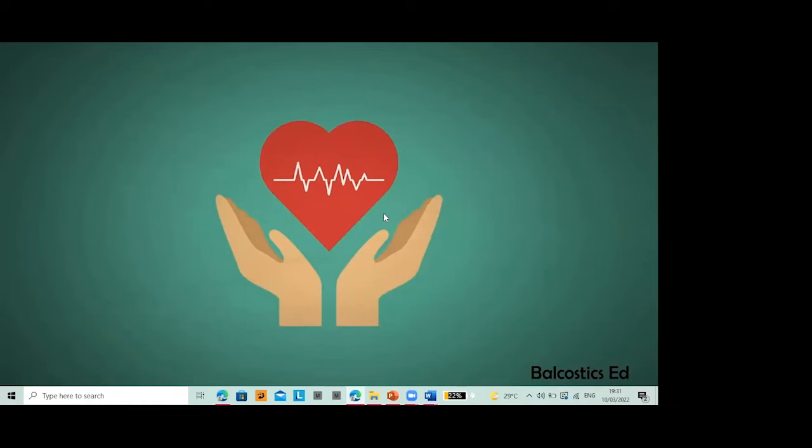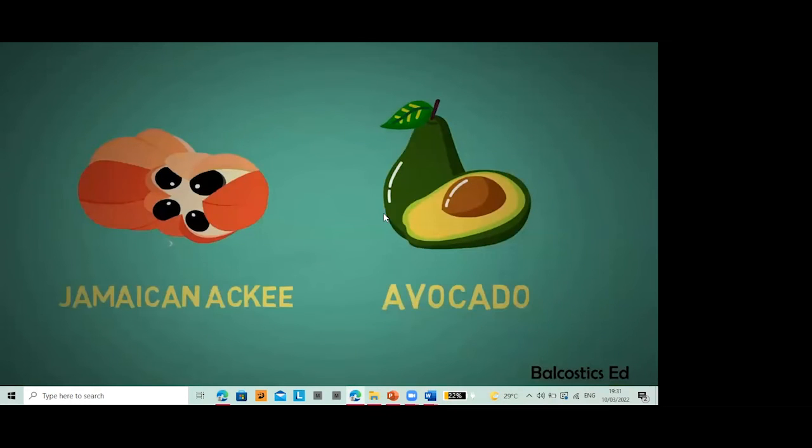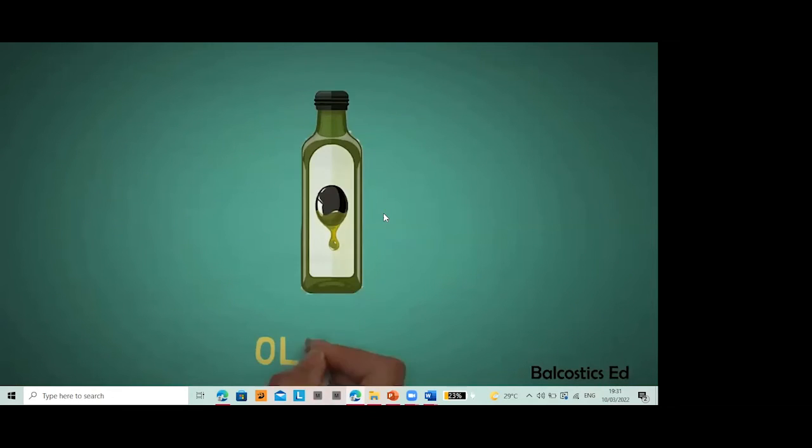Two other sources of fat that are often mislabeled are the Jamaican ackee and the avocado pear. Neither has any cholesterol and the fat is monounsaturated. That is the same type of fat that we pay so much for in olive oil.